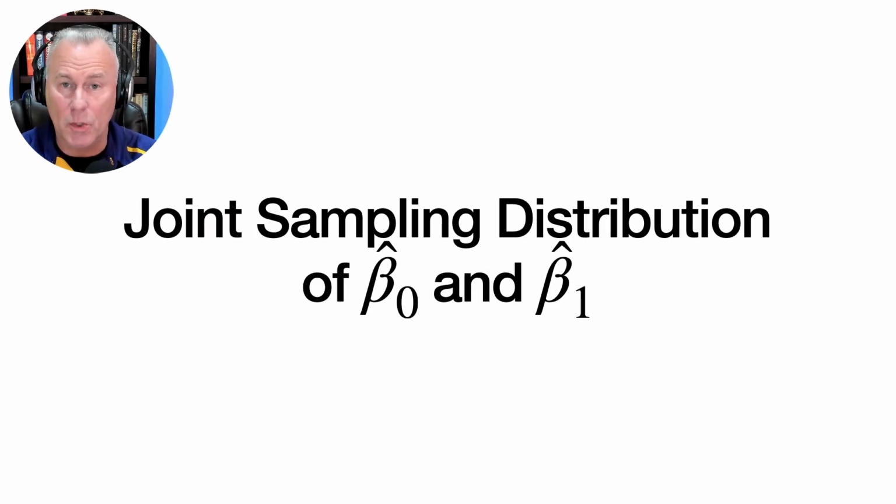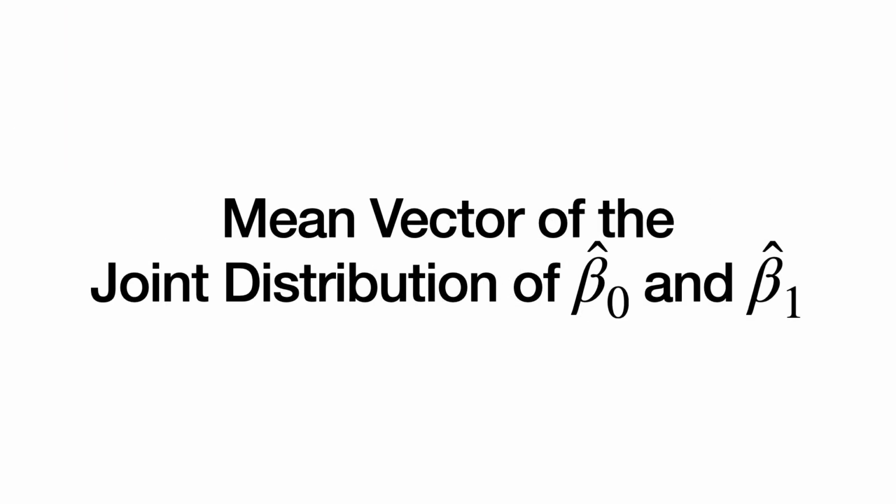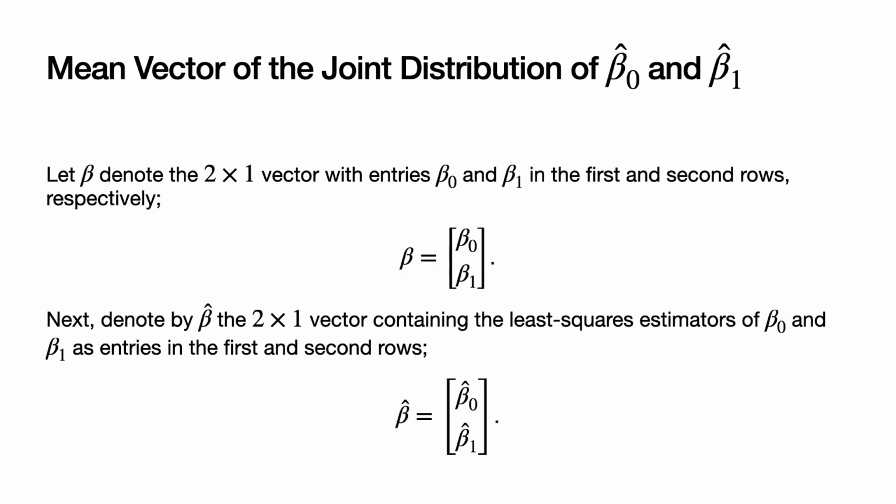Okay, next let's look at the joint distribution of beta 0 hat and beta 1 hat. We'll first look at the mean vector of the joint distribution. So let bold beta denote the 2x1 vector containing entries beta 0 and beta 1 in the first and second rows respectively. Next, denote by beta hat the 2x1 vector containing the least squares estimators of beta 0 and beta 1 as entries in the first and second rows, as shown here.